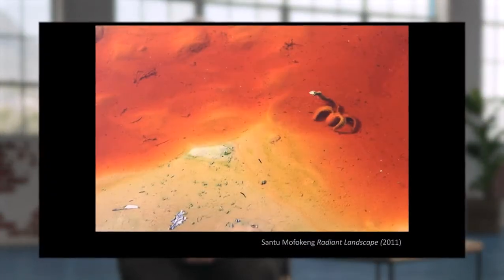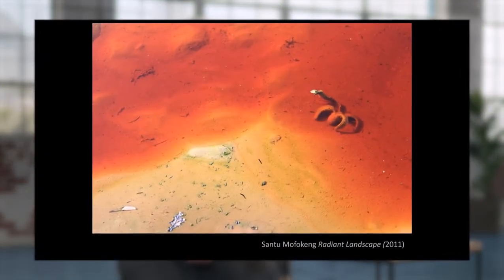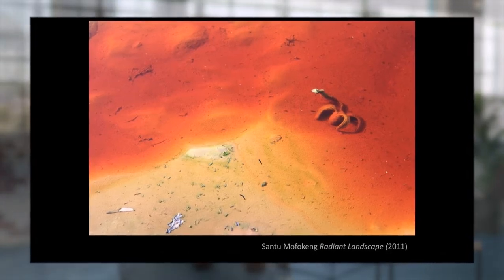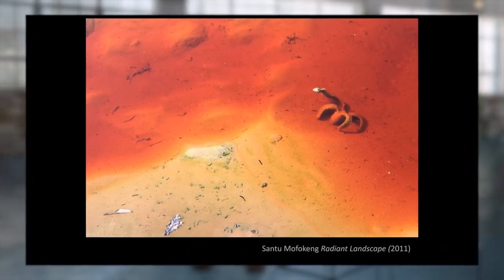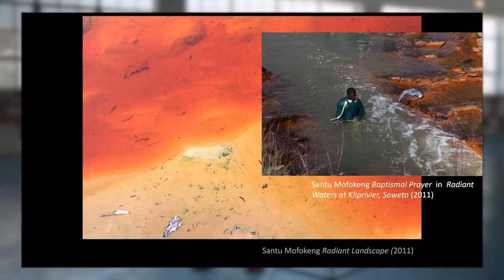So if we're still looking at the artists who work photographically, Santu Mofokeng, someone who picked up on a number of the places where land was being damaged, and as a consequence, people were being damaged. So he made a series of photographs of the Klip River near Soweto. In those photographs, called Radiant Landscapes, they are very orange images. They're images directly into the water, and they kind of glow.